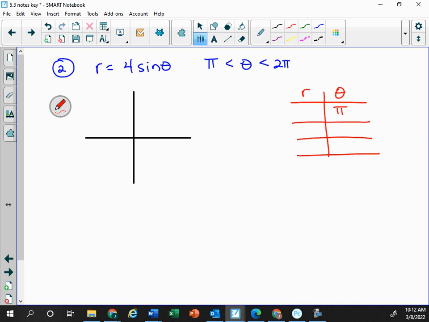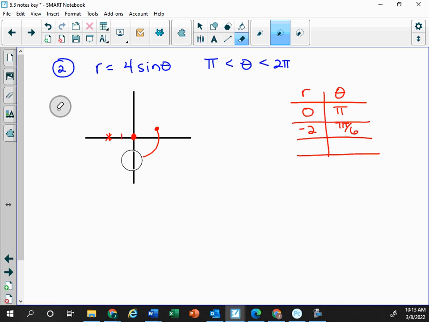So what is the sine of pi? 0. So there's your first point. What might you want to plug in with sine between pi and 2 pi? Yeah, 7 pi over 6. What's the sine of 7 pi over 6? Negative 1/2. So what will r equal? Okay. So that means you start out over here left 2, and then you travel all the way around 7 pi over 6, which puts you in that quadrant. That's how you plot those points.